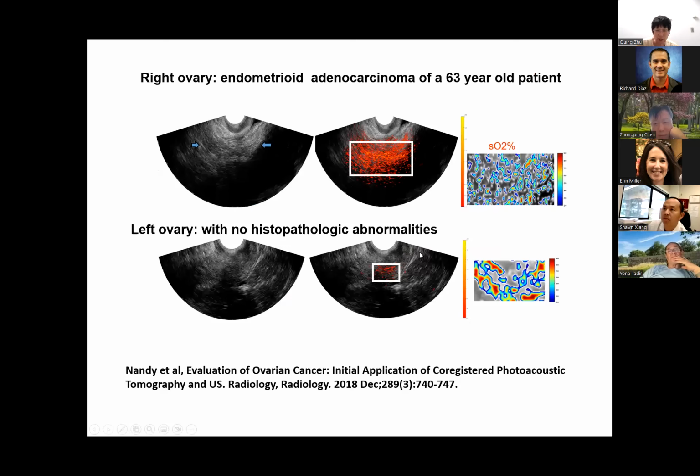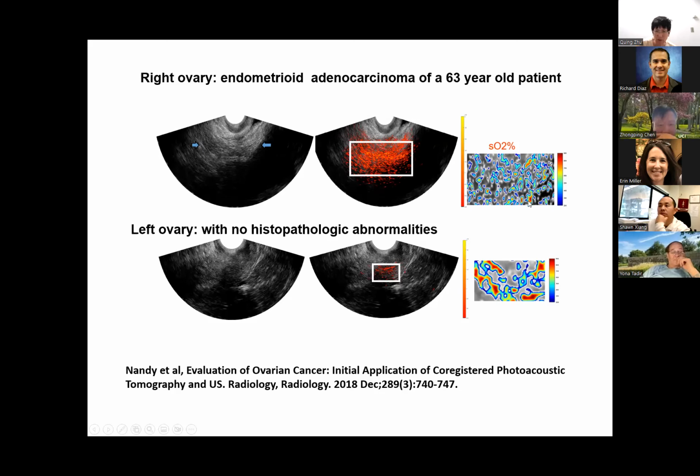We also had the first pilot study around 2017, 2018. In this example, on the left, the top is the B-scan ultrasound. This one is a larger cancer, and it's not very clear because the tumor boundary is not very clear. This is a later stage cancer. Then we see the photoacoustic signal shows higher hemoglobin contrast. This patient also had a left ovary, and it turned out to be normal, and we see very little photoacoustic signal.